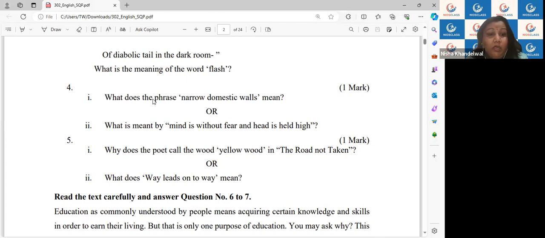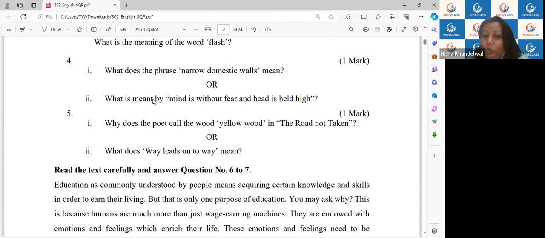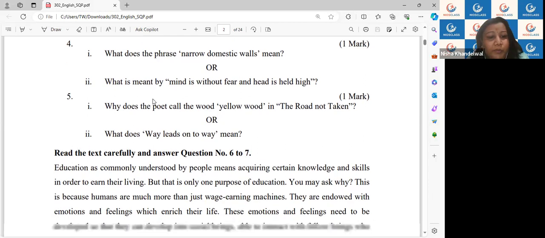Now again, why does the poet call the wood yellow wood in The Road Not Taken? Because that was the autumn season. That's why the whole leaves were yellow and pale. That's why it was a yellow wood, right?